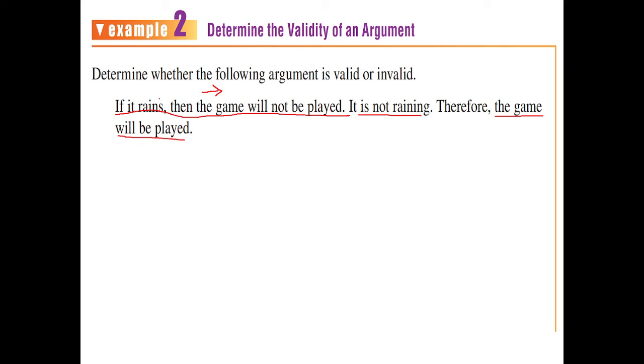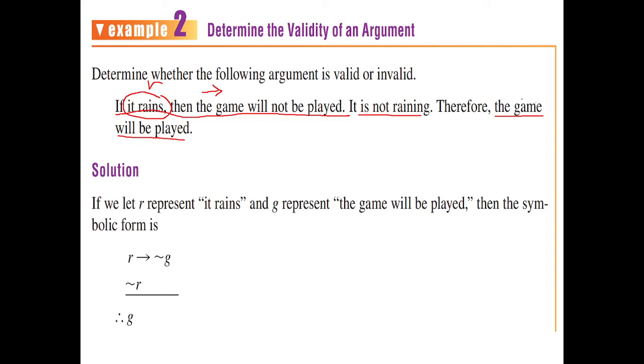Now, what representations do we have here? It rains is one, so we can use the letter R for it rains. Then our representation G will be the game will be played. When representing, we remove the "not". So R is it rains, and G is the game will be played.